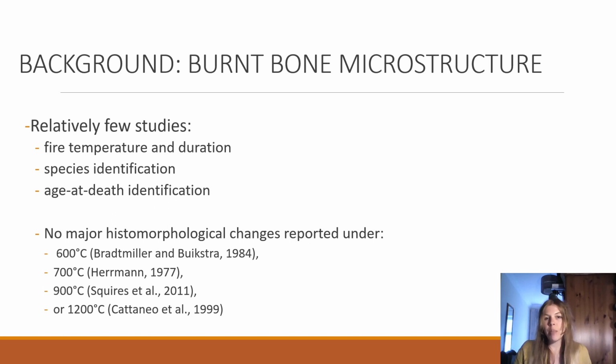There is a disagreement in the literature at what temperature structural changes first occur in bone. It was reported in different studies that the bone's histological structure is nearly identical to unburned bone when burnt under 600, 700, 900 or 1200 degrees. It is also not clear whether these temperatures refer to bone temperature or the fire's temperature. Additionally, the discrepancy might be due to the different methods used for burning, so for example, burnt in a furnace or in an outdoor fire.